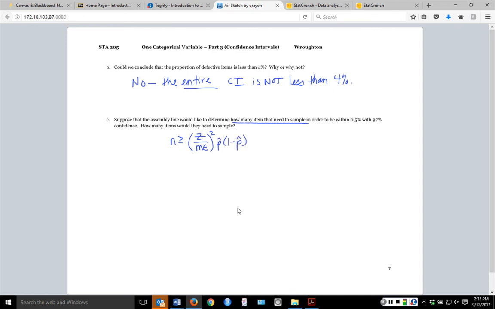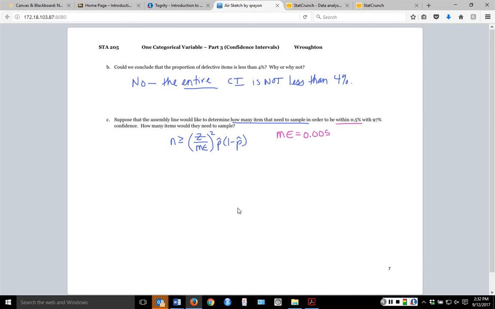So I need to have a z, I need to have a margin of error, I need to have a p hat. So margin of error is how close we need to be. And in decimal form, so I'm going to divide that 0.5% by 100, so that's going to be 0.005. Z is based upon our confidence level.